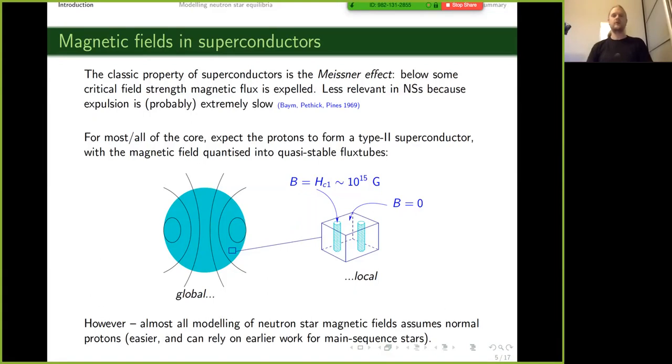However, virtually all modeling of neutron star magnetic fields just assumes that the core matter is in a normally conducting state. And that's not because we don't believe it's a superconductor, everyone does believe it's a superconductor. It's just that it wasn't clear how to treat the fact that the core was in the superconducting state. And also, if you have normal matter, you can essentially reappropriate results that have been derived for main sequence stars and just apply them directly to neutron stars.